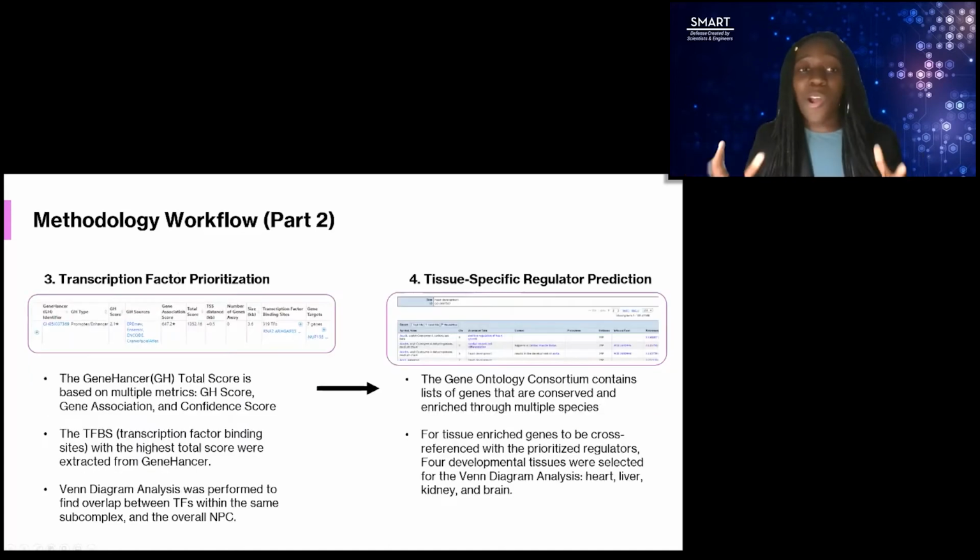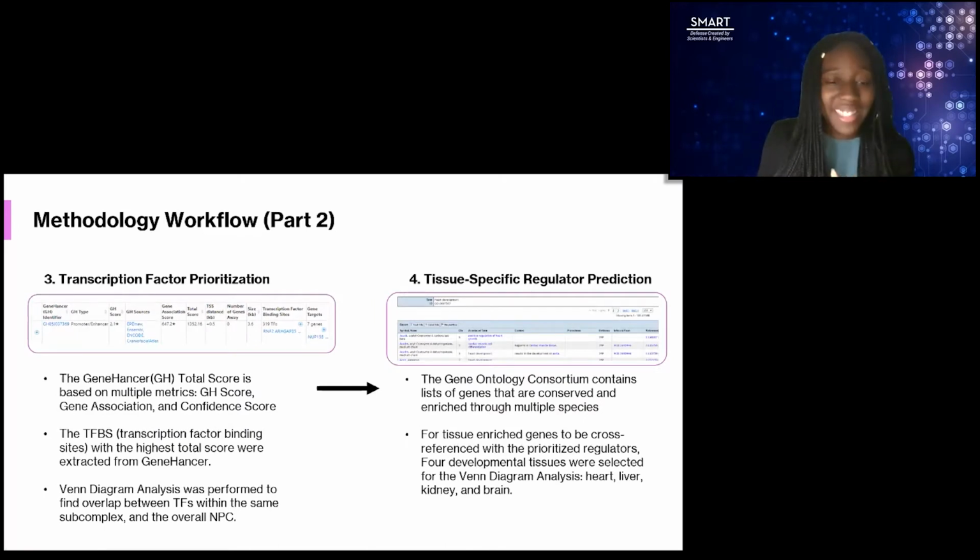Beyond that, to the part where I wanted to predict the actual regulators of the nuclear pore complex, I needed a list of general regulators. So I took myself to the GeneCards website, which houses a tool called GeneHancer, which will give you roughly 200 to 300 potential transcription factors for each gene that you choose. And I did this for all 30 of my nuclear pore proteins.